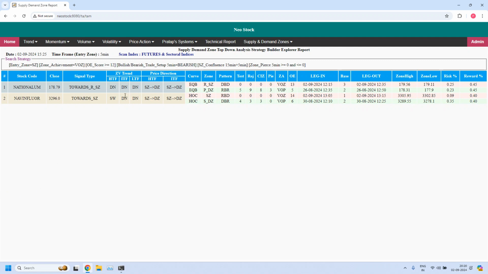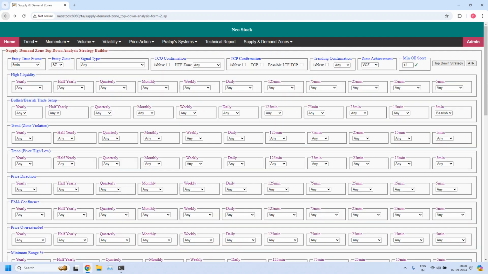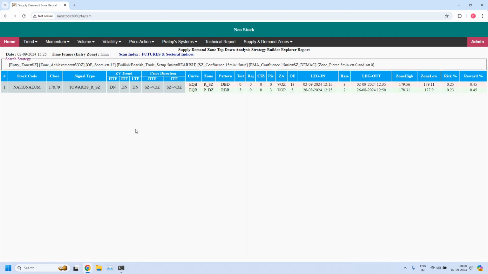Let's check if any of these 15 minute zones are having daily EMA confluence. So EMA confluence in the 15 minutes time frame. So 15 minutes supply zone with daily EMA confluence. Let's filter. So 1 stock is filtered. So this is a high probability trade setup and also it is a high liquidity zone.